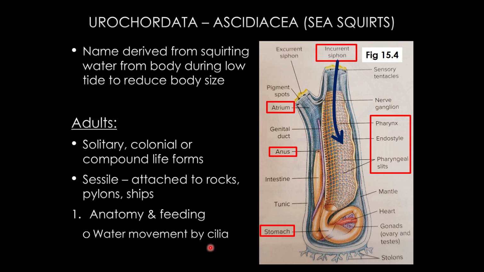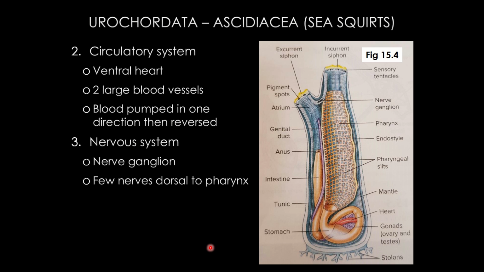What are these features? The excurrent siphon, as it excretes the water outside. Looking at its circulatory system, it has a ventral heart. Can you believe it, the organism actually has a heart. It has very large blood vessels. Blood is pumped in one direction and then reversed. It has a nervous system with a nerve ganglion. That's over here.